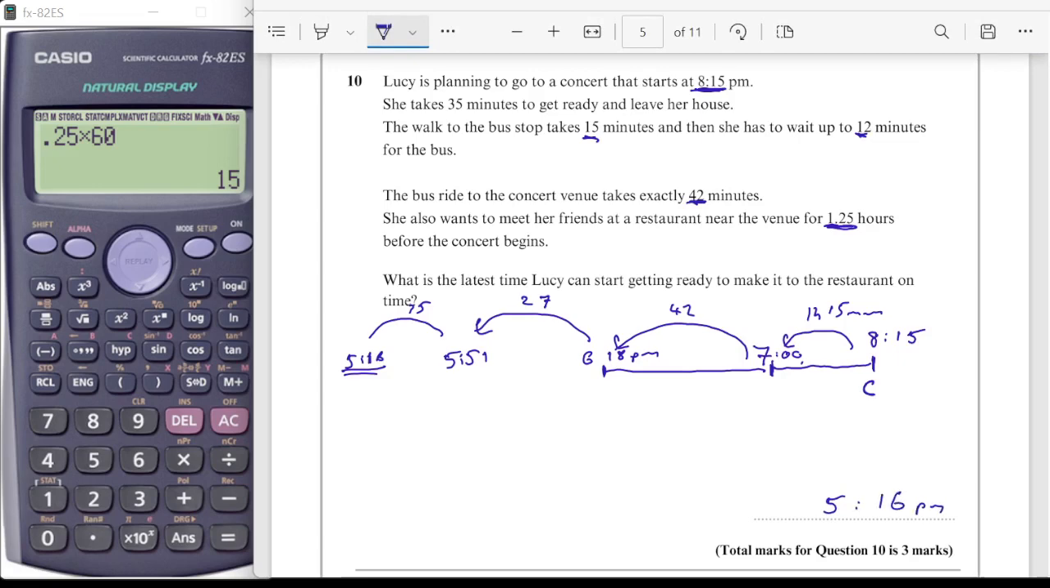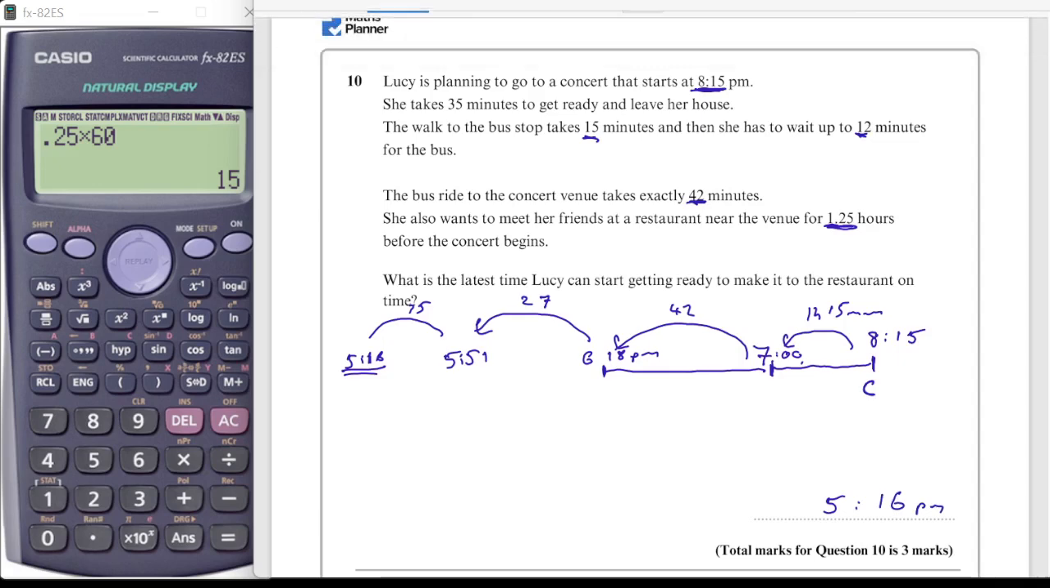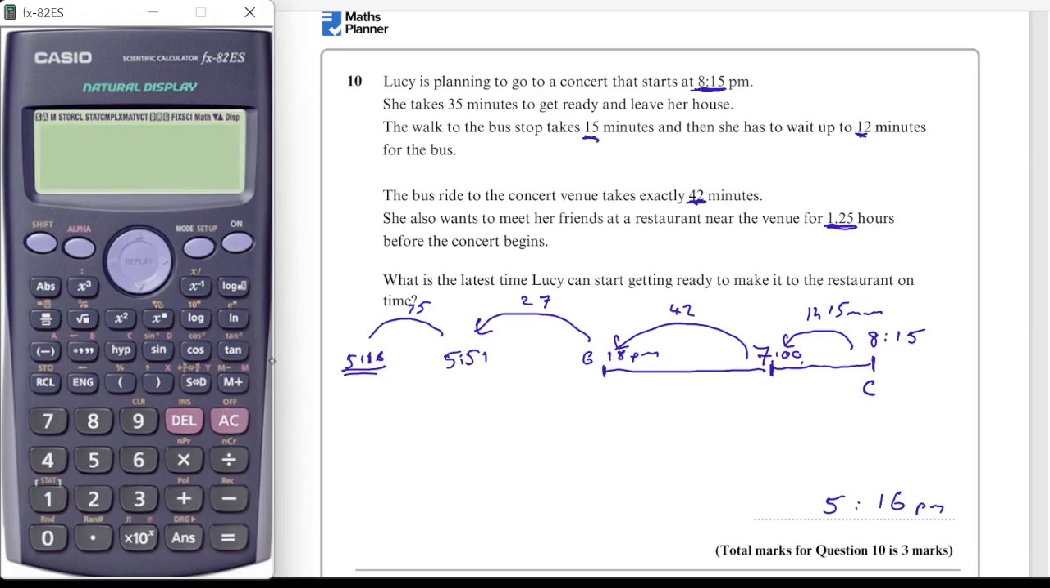I'm now going to do a version where I just add these times together. So I'm going to use my time function on my calculator, which is this button here, to add up these times. So I've got 0 hours and 35 minutes plus 0 hours and 27 minutes plus 0 hours and 42 minutes plus 1 hour and 15 minutes. If I type that in correctly, there we go, I missed off my first 0. So the total time of my journey is 2 hours and 59 minutes.